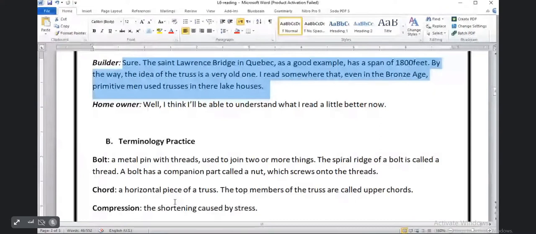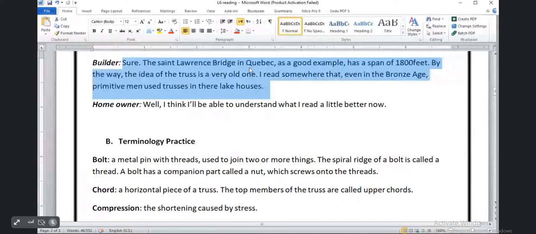Okay, so let me explain what Dargham has just read. The first thing, the builder is answering the homeowner's question. The homeowner said, "Are trusses used in bridges?" Yes, trusses are used in bridges. We use trusses in bridges. And the St. Lawrence Bridge in Quebec is one of the most famous types of bridges.